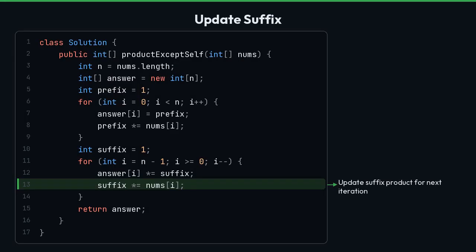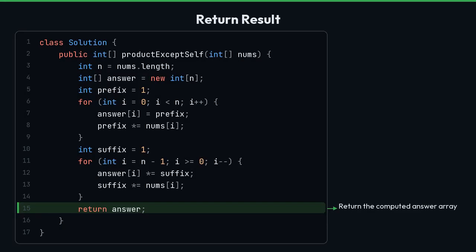After updating the answer array, we update the writeProduct by multiplying it with the current element from the input array. This prepares the correct suffix product for the next iteration to the left. Once the loop finishes, every position in our array contains the product of all elements except itself. We simply return this answer array as our final result.